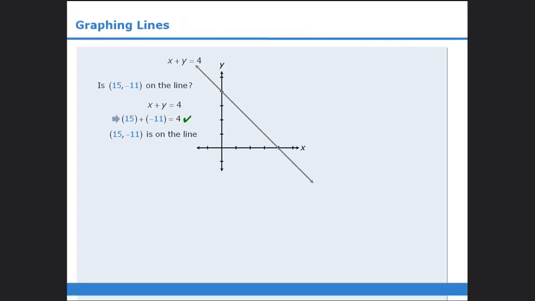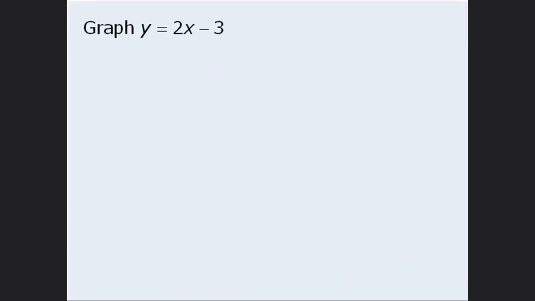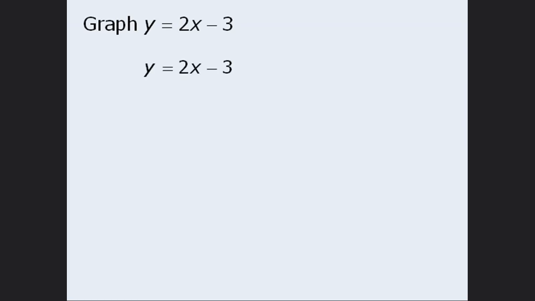Okay, now let's get some practice graphing lines. We'll begin by graphing the line that corresponds to the equation y = 2x - 3. To graph this line, we need to find some solutions to the equation. Since the equation already has y isolated on one side, we can plug in values for x to find corresponding values for y.